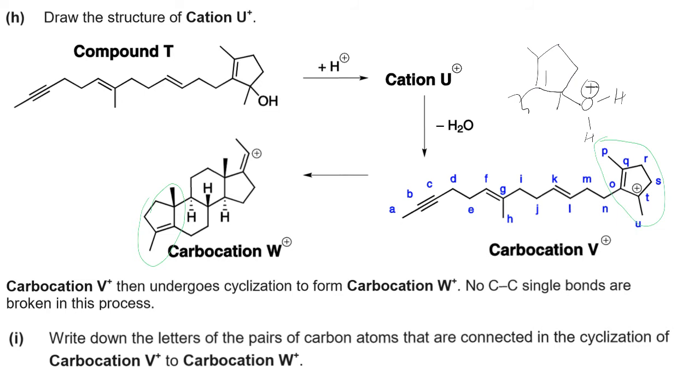I've also got this triple bond near the end of carbocation V+. Now I don't have a triple bond in carbocation W+, but I do have this double bond with a positive charge, and it's possible that this has become that. So if I go with that, then this will be atom A, B, C.